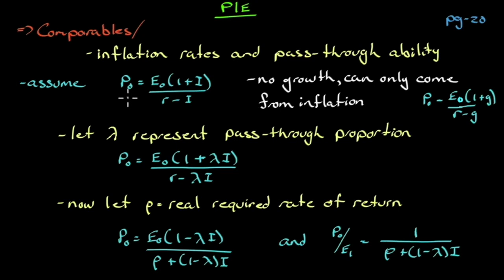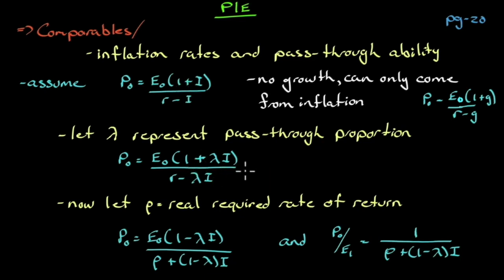We're going to derive a value for a firm where earnings can grow at the rate of inflation and discounted by R minus G, because I is now our growth rate. Let lambda represent how much of the inflation we can pass through. We're going to assume that the company can only grow at the rate of inflation if it can pass it through. So all we do is add lambda in front of each of the I's in this model. Let's have a look at what it looks like.